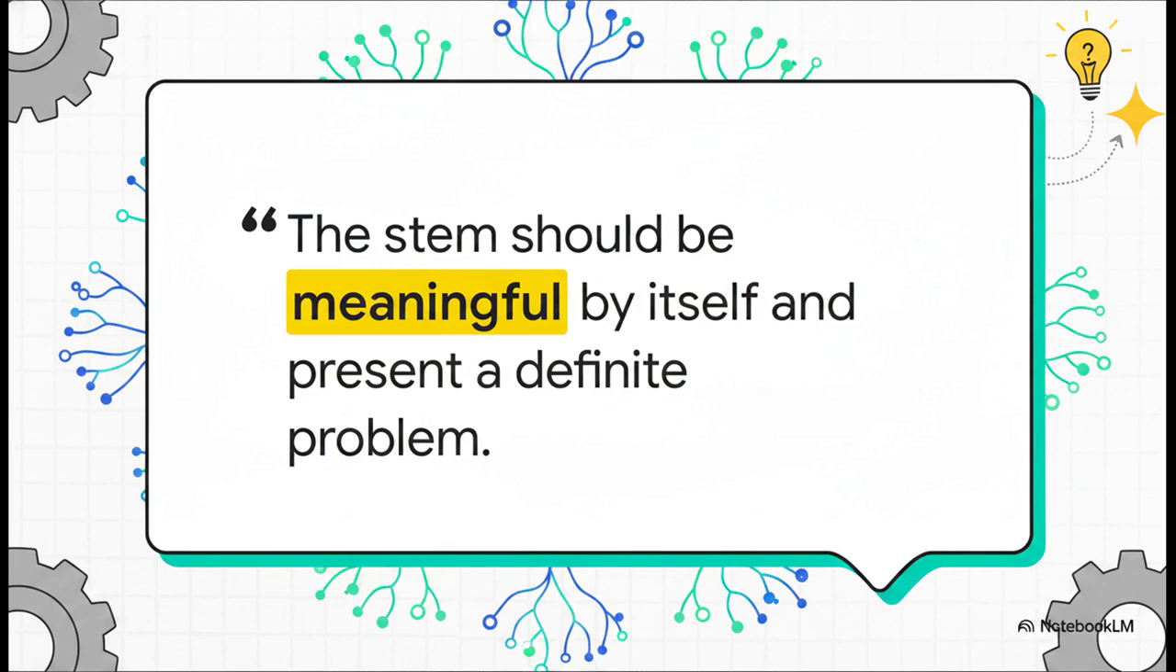Now, if you remember literally only one thing about question structure, please let it be the golden rule of the STEM. The STEM should be meaningful by itself and present a definite problem. So what does this mean in practice? It means a well-prepared student should be able to read just the STEM and roughly anticipate the correct answer before their eyes even glance down at the alternatives.